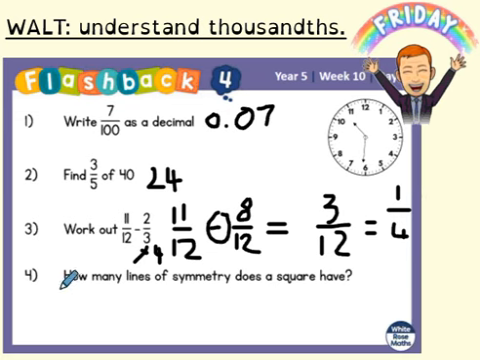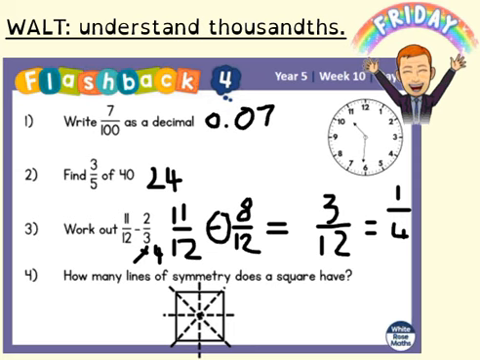Question 4, how many lines of symmetry does a square have? So symmetry means how many times can I fold it over and ensure that the corners meet without any bits flapping over the edge. I could fold it down the middle vertically, I could fold it horizontally, I could also fold it diagonally both ways, ensuring that none of the edges do flap over the edge. So it has in total 4 lines of symmetry.